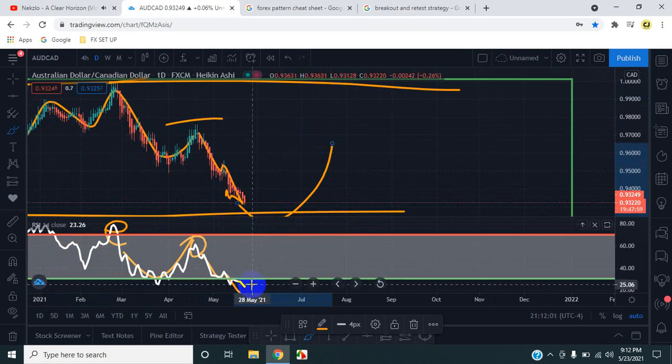We can also see that with our RSI indicator, because the RSI indicator shows that it is in the oversold position and it's time to take buys, to take it up to the previous areas of high highs.